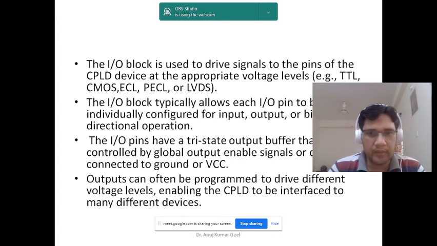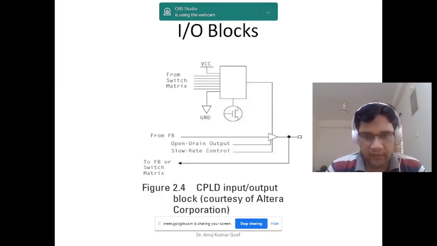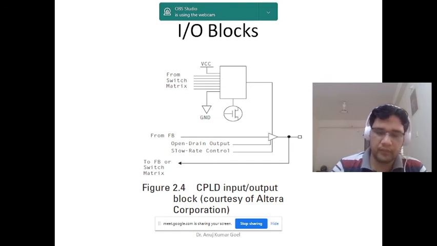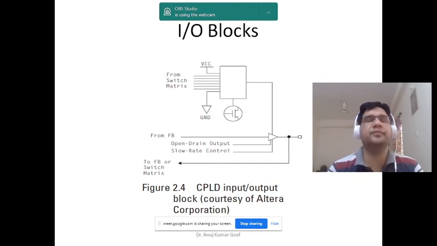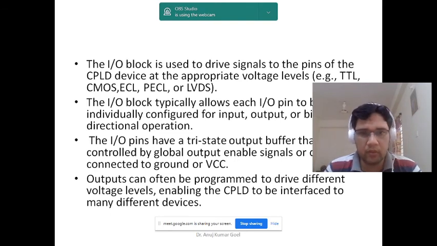The input output pins have a tri-state output buffer that can be controlled by global output enable signals or directly connected to ground or VCC. So a tri-state buffer is there. Do you know what a tri-state buffer is? First, what is the use of a buffer? A buffer is used to connect input to output.